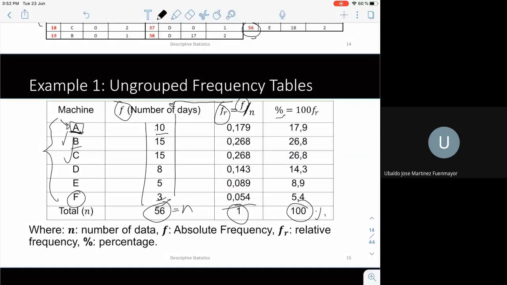So the percentage is just a different format of the absolute frequency. So for example, the 26.8% means that out of the total number of days, out of the 56 days that we observed, in 26.8% of those days, machine B was used. That's the interpretation of the percentage. So for example, for machine F, which is the machine with the lowest usage, we know that only in 5.4% of the days that machine was used. So it's just a different way to represent the frequency.